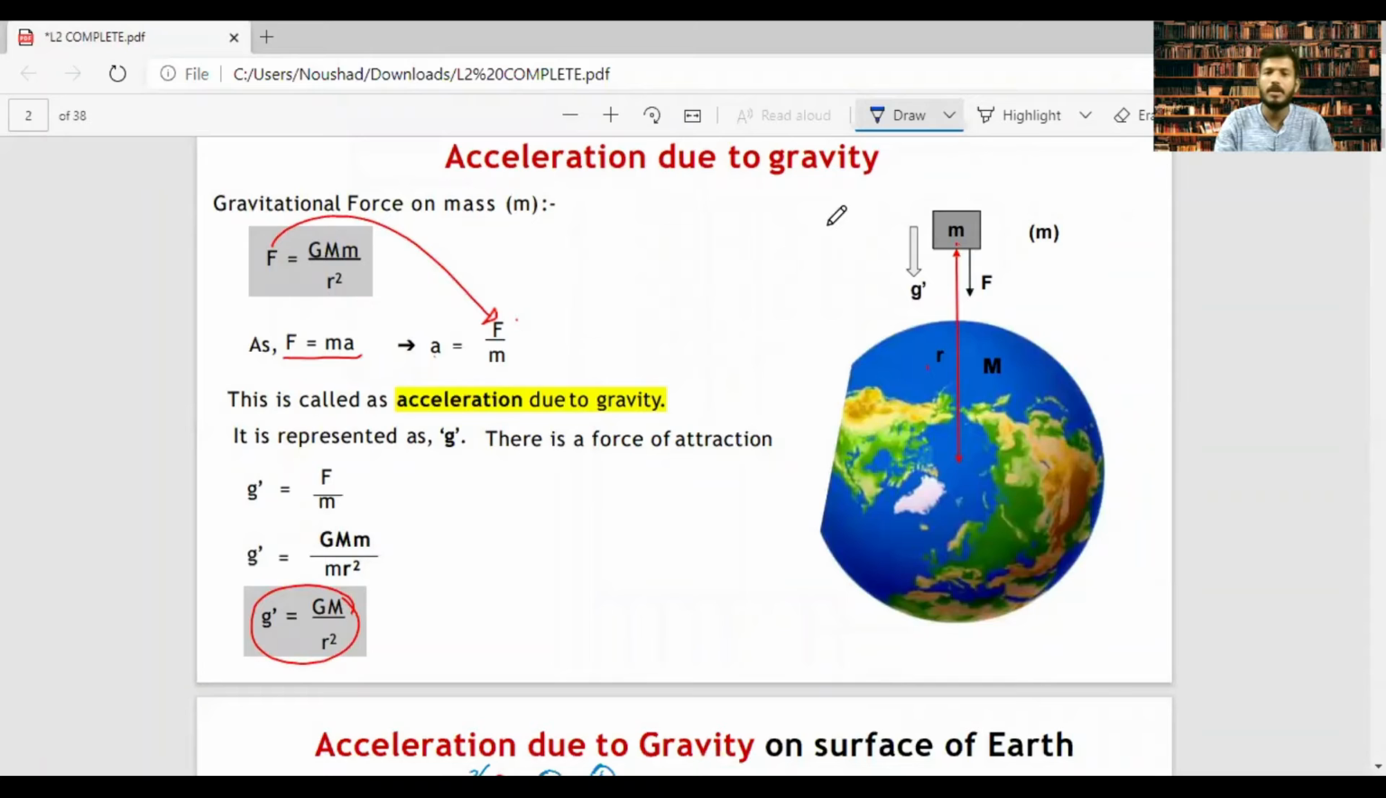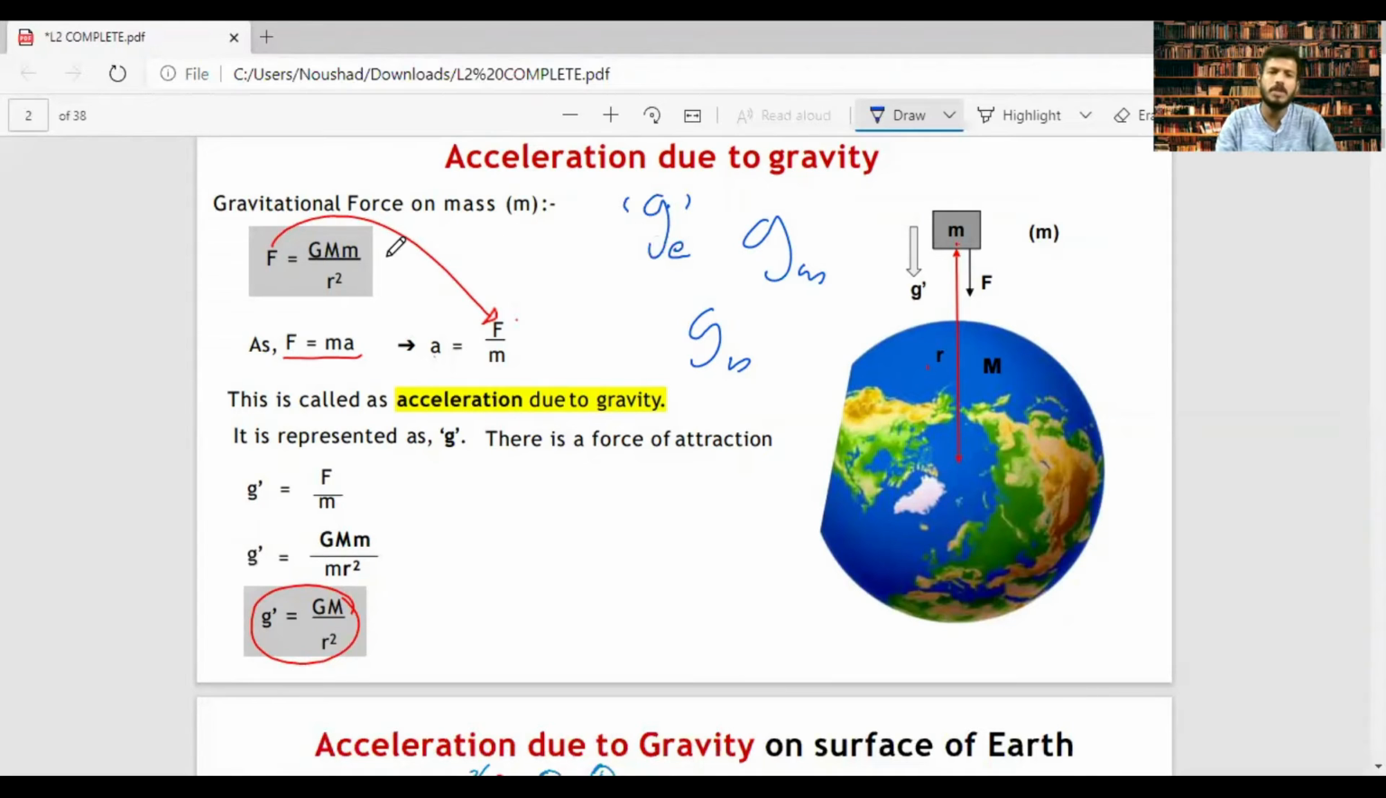Consider Earth. Earth means our planet. All planets have acceleration due to gravity. g here represents g_E, the acceleration due to gravity of Earth. Acceleration due to gravity of Mars, yes. Acceleration due to gravity of Neptune, yes. There is acceleration due to gravity for all planets.